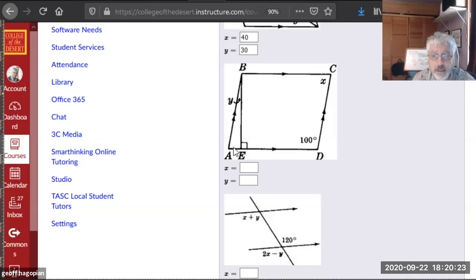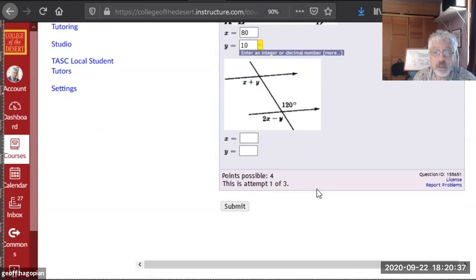That means that A is 80. And so A is equal to X, which is also 80, and Y must be 10. Yeah, makes sense? Okay. Hearing no objections. Here, what do we know?